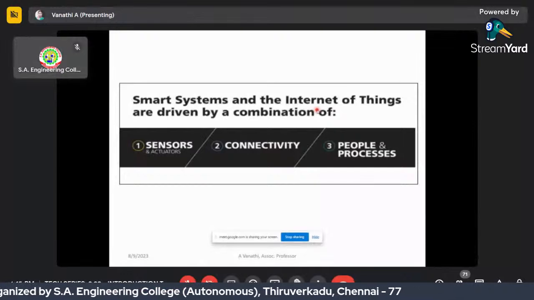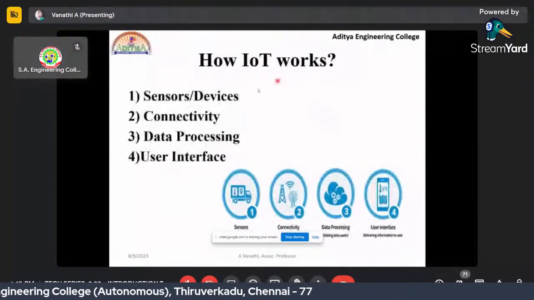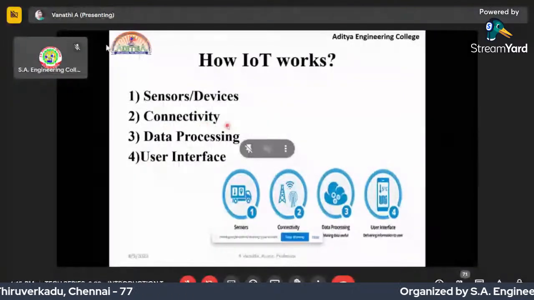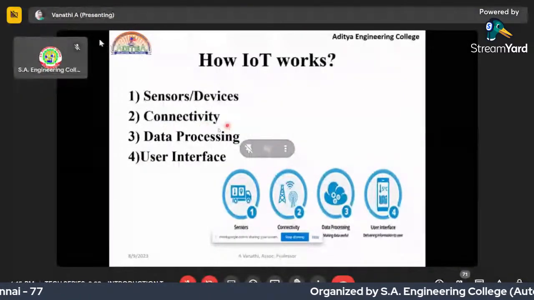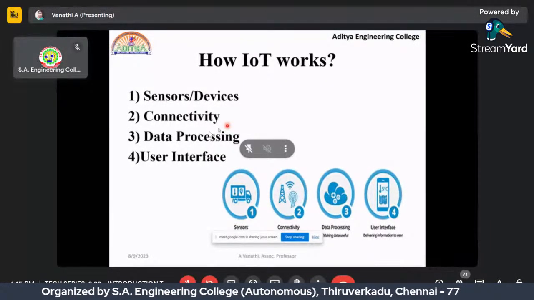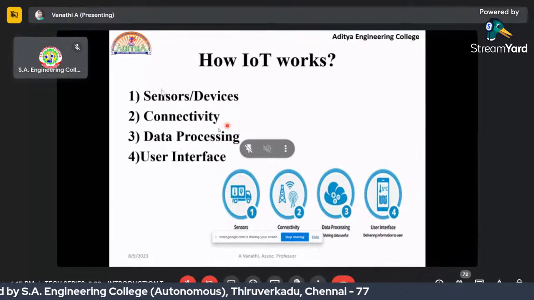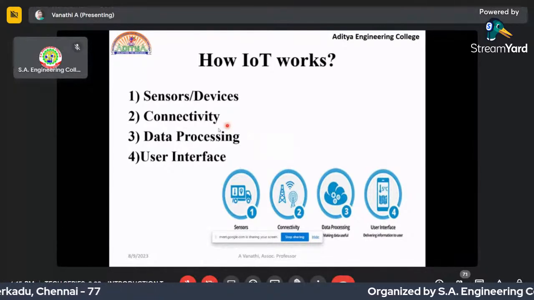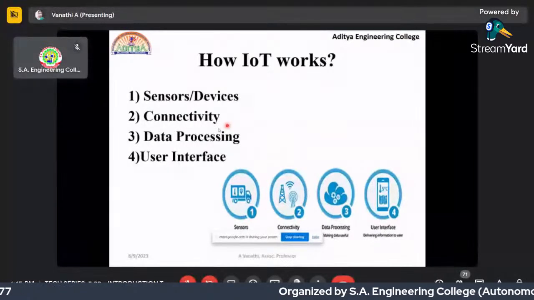So we'll see how this works. It needs a sensor. Then there is connectivity. Next, there is the process. And finally, using some interfaces like an application or some software, it will be connected to the application and make it work. So these four are the main things which make IoT work. First we'll see about the sensor.